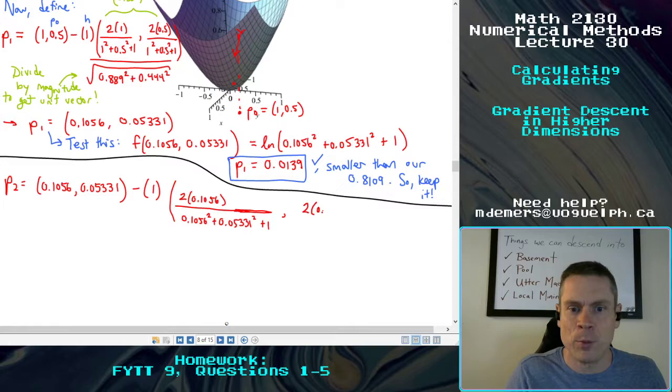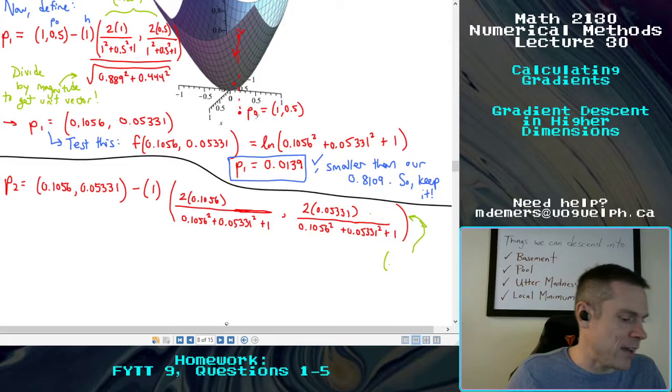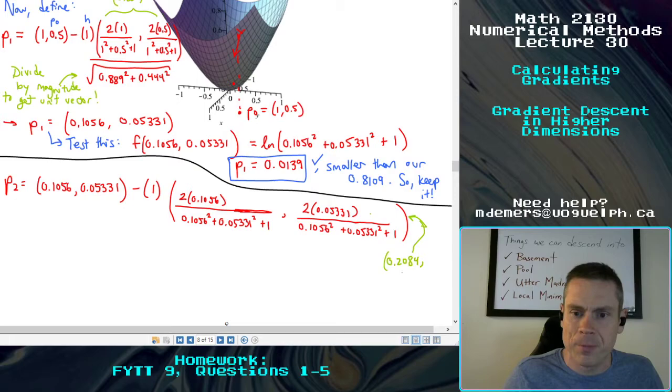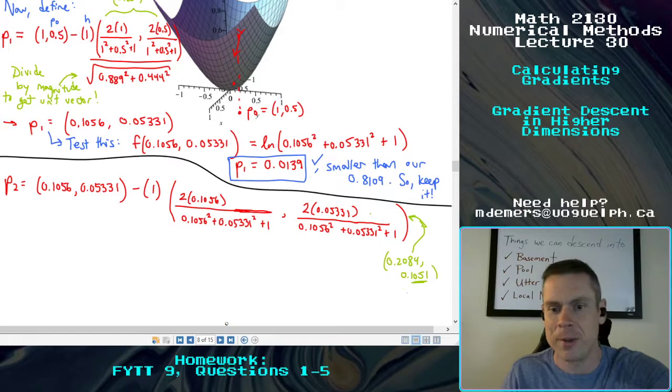And then 2 times 0.05331 over this sum of squares. 0.1056 squared plus 0.05331 squared plus 1. Again, I need the magnitude of this, so I'm just going to evaluate this, because it's just a numerical quantity, right? This here, if you work this out, is about 0.2084, 0.1051. I think this is actually due to rounding. I think the direction of steepest ascent, one is always double the other due to the nature of this function, but we're just going to take it and run with it.